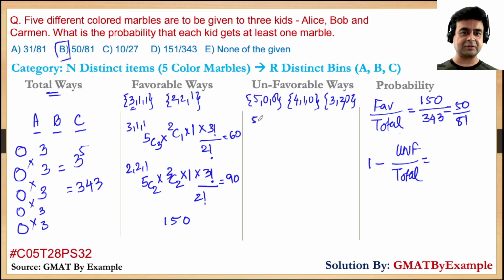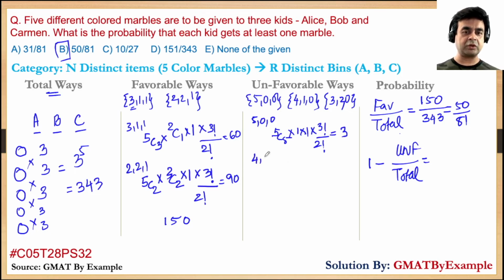So first is 5-0-0. We are going to select 5 marbles out of 5 and give it to the first kid, multiplied by, there is nothing left, so that is pretty much it, and there is only one way of assigning no marbles to each of the kids, multiplied by, again, 3 factorial divided by 2 factorial, because 5-0-0 can be rearranged in 3 factorial divided by 2 factorial ways, since 0-0 is common. That gives us 3 ways of doing this.